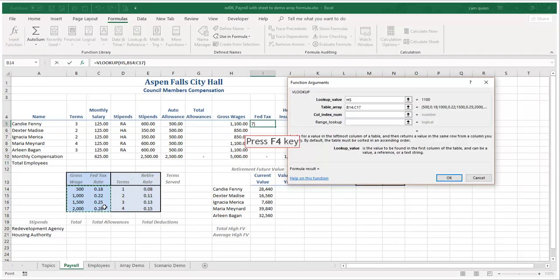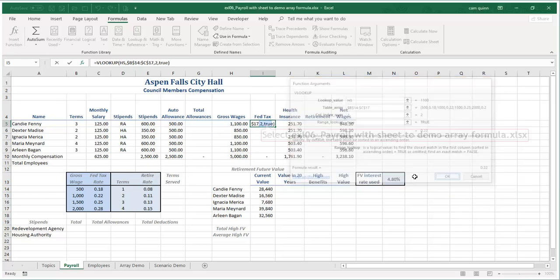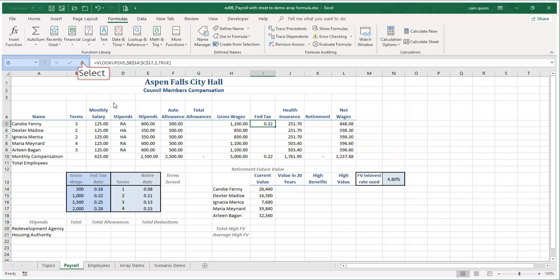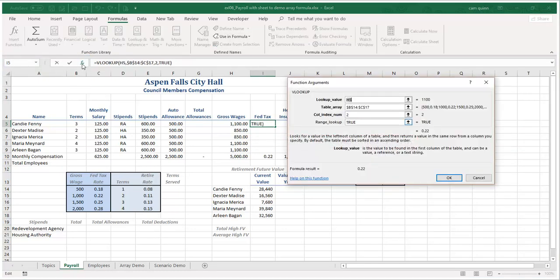So that I'm going to make F4. My column index is 2, and I'm going to type in true. So again, to look at this, what I'm looking up is H5, the table array, and is the value to be found in the first column of the table, can be a value, reference, or text string. So when I'm looking it up, it's looking up H5 in the array B14 to B17, but I have to include the columns that are going to be referenced as well. Okay, so there's my 22%.